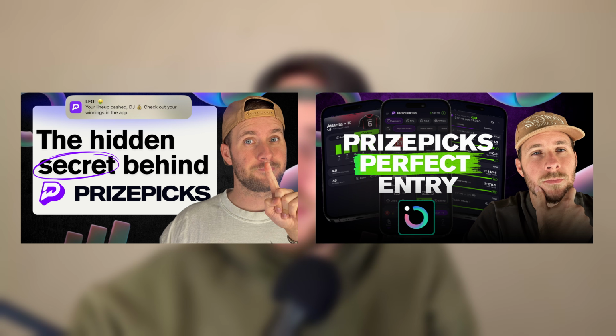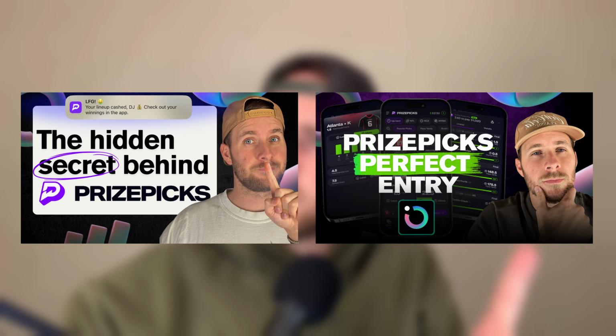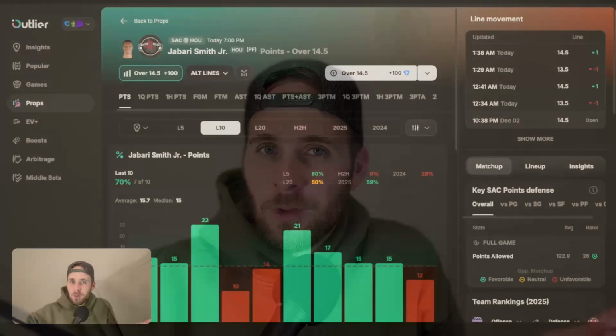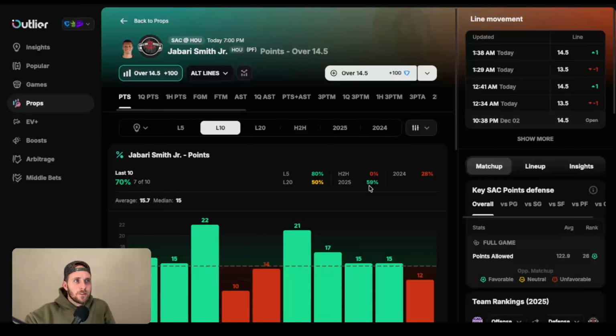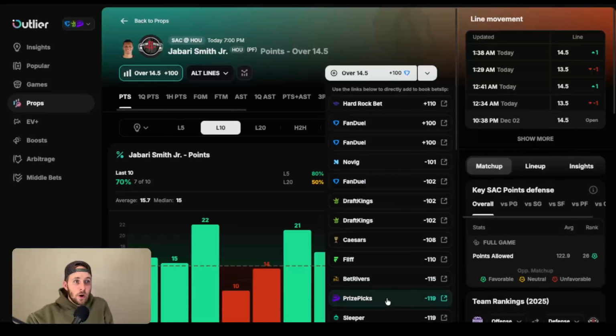And I broke this down in the previous videos in this series, so make sure to check those out. However, most bettors are going to completely ignore the math behind every single prop. For example, let's go ahead and take a look at this. This is Jabari Smith going over 14.5 points. You can currently take this on PrizePicks as a regular line.